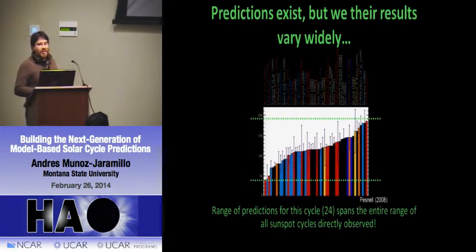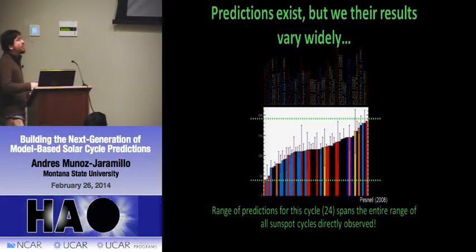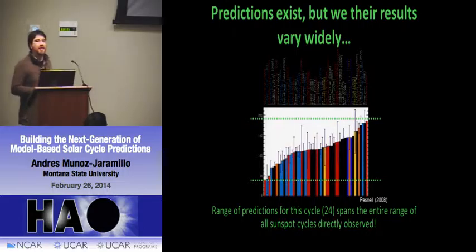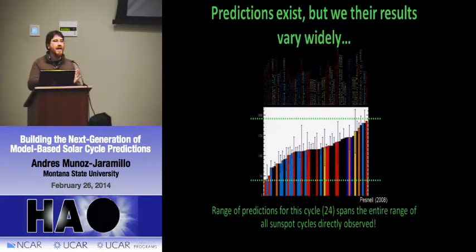Now, the range of predictions for cycle 24 spans the entire range of all sunspot cycles directly observed. Okay, so all those 400 years of observations that I show you. And even though a lot of these are kind of off-the-wall predictions, classified by which kind of predictions are there, you have that every methodology has points at the entire range.